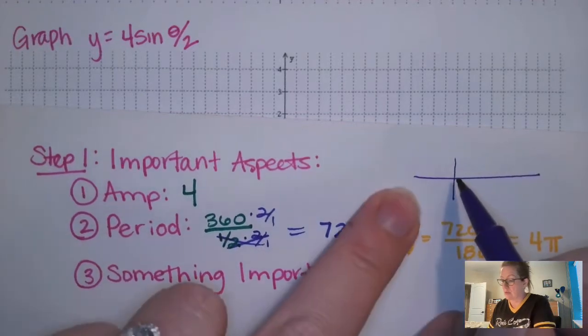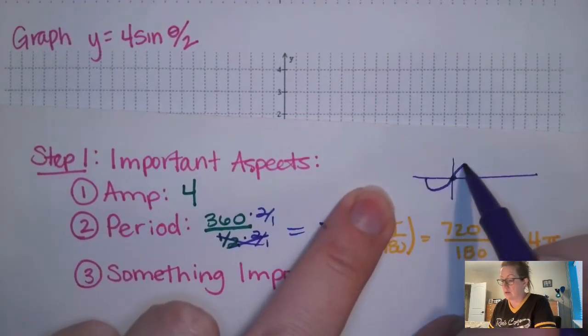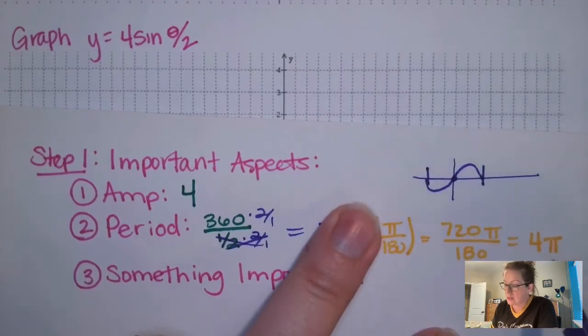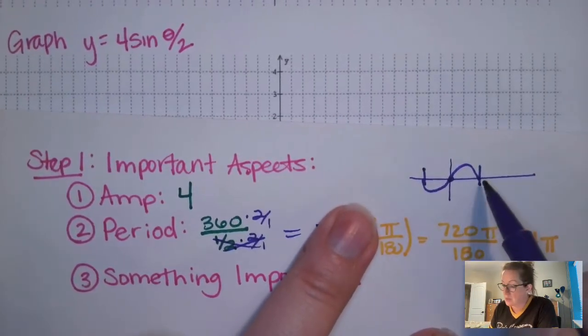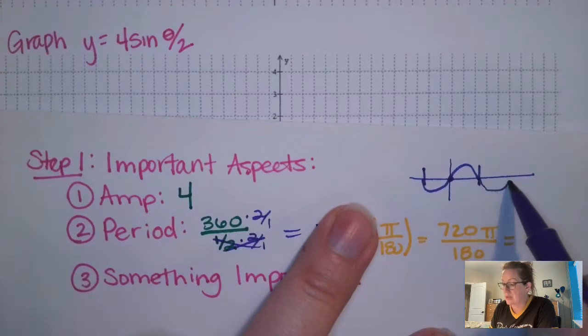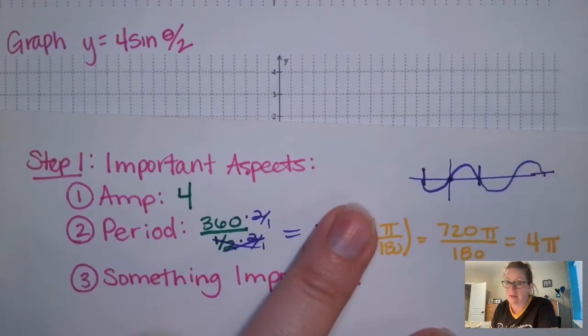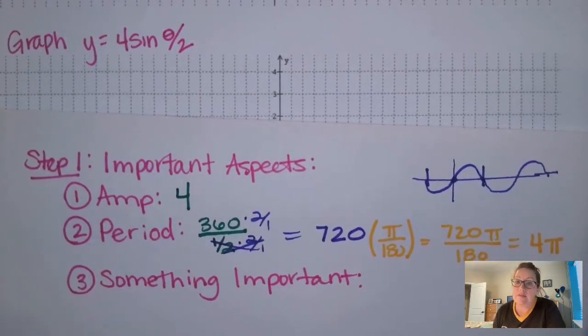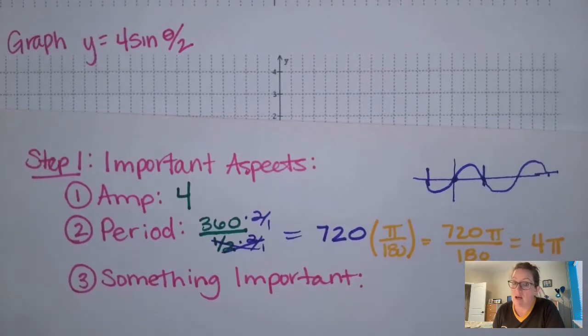The sine graph, remember, goes through the origin and kind of looks like an S, right? So the distance between here and here is going to be our period, 4 pi, because right here it starts to repeat itself again. Okay, so that's all that means. We want to figure out where something important happens. And for us, it is these 5 points that we are going to be graphing.